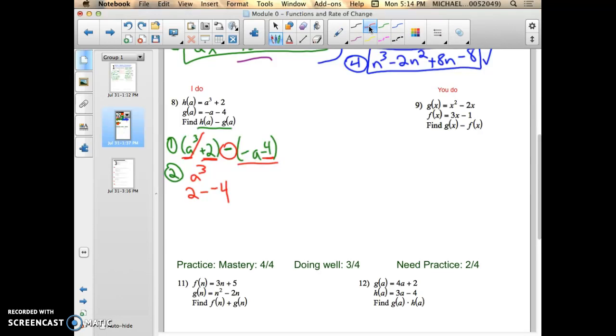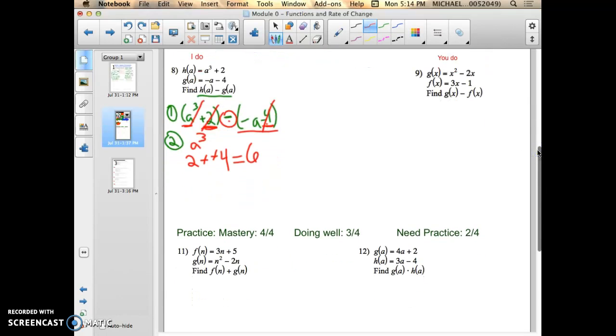So 2 minus a negative 4 equals, and we can do this math, 2 minus a negative 4, minus a negative becomes positive. So 2 plus 4 is 6. And I am done with the 2, and I'm also done with the 4 because I used the 4 in that operation. So finally that leaves me with this negative a.